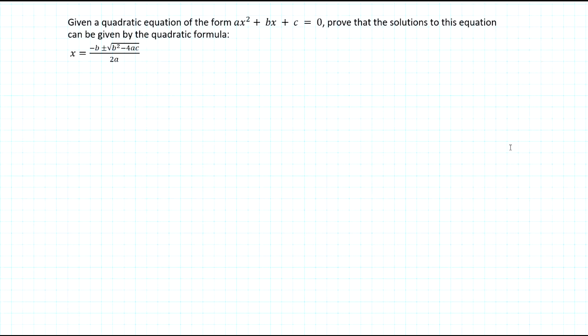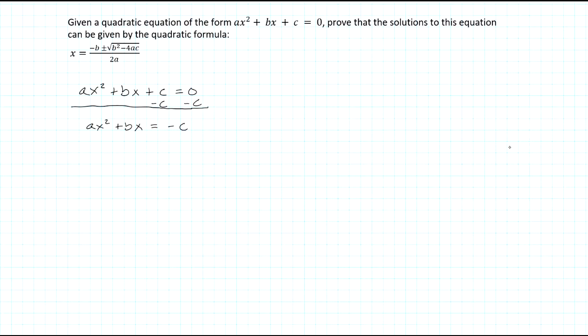All right, so let's just get right into this. We have the equation ax squared plus bx plus c equals 0, and we're going to use our completing the square method of solving for x and see what we get, and it should be the quadratic formula. We're going to start this off by subtracting c from both sides so that we get ax squared plus bx equals negative c.